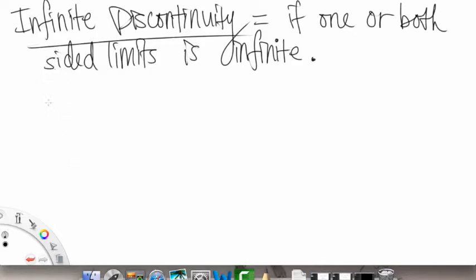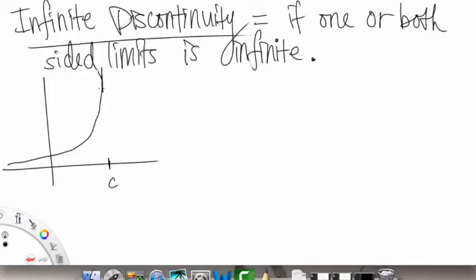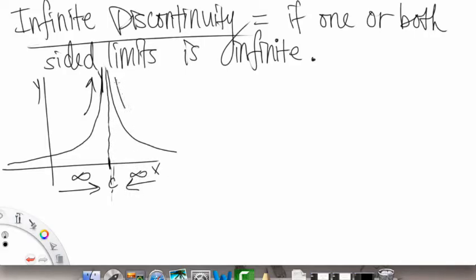Examples of these would look like this. Here's our point C, and we have the graph going along, and then it goes up and up and up. And on the other side, we have something like that. At C, you're going to see that we have a vertical asymptote, because the graphs do not touch that line. If they keep going up, then as x approaches C from the left, our limit is going to equal positive infinity. It's just going to keep going up and up. And from the right side, we're also going to have positive infinity.